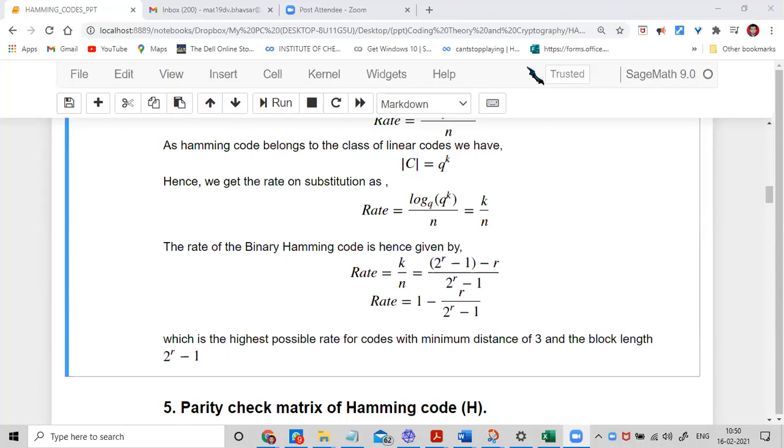So who told 1? Karnika? Yes, sir. Why is it 1? You are correct. Your answer is correct. Why is it 1? So k maximum value can be n. Okay, very good. So for example, I take all the code words.